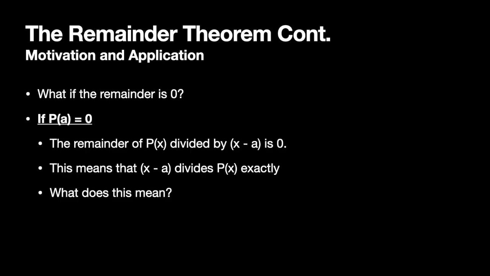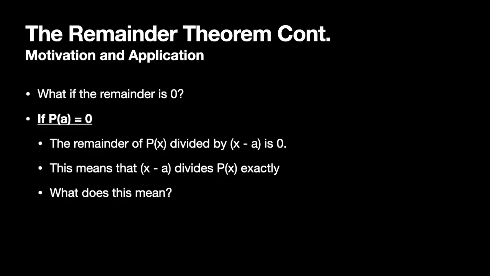So what happens if the remainder is 0? Well, if p of a is 0, we say that the remainder of p of x divided by x minus a is, of course, 0. But this means that x minus a divides the polynomial exactly.